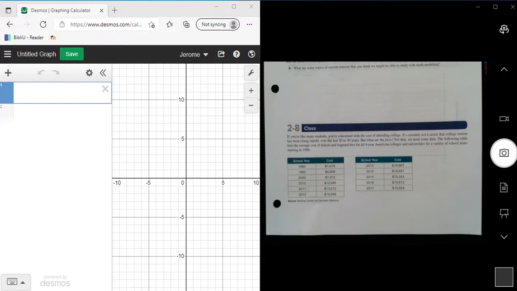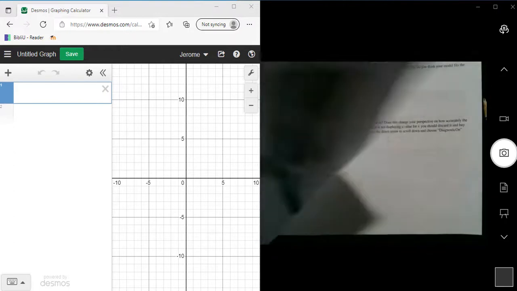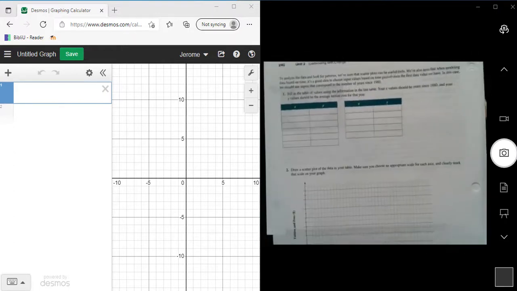The following table lists the average cost of tuition and required fees for all four-year American colleges and universities for a variety of school years starting in 1980. Now, you see this starting from 1980 all the way to 2017. They were first going up by 10 years, and then they started going by 1 year after 2010.